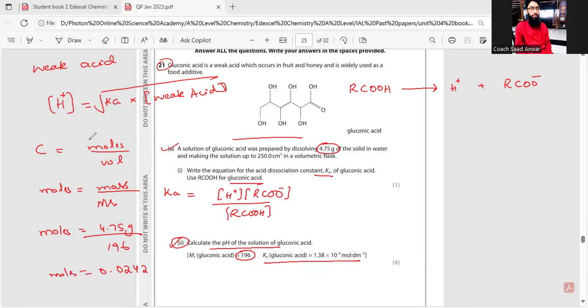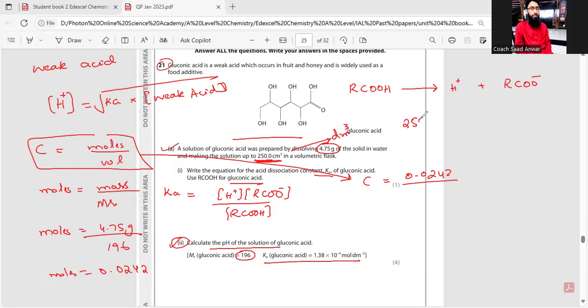Once I have moles, I can find concentration by using this formula. Concentration is equal to moles over volume, and moles is 0.0242. Volume is 250 cm3, and I need to convert this into dm3. Do not skip this. 250 divided by 1000 gives 0.25 dm3. So 0.0242 divided by 0.25 gives the concentration, 0.0968 moles per dm cube. This is the concentration of the acid.